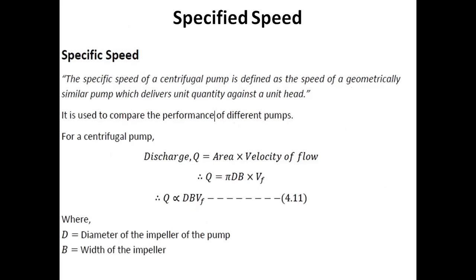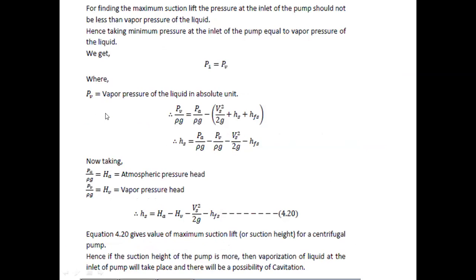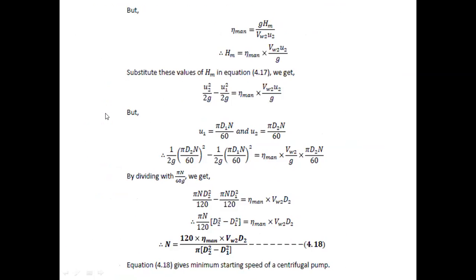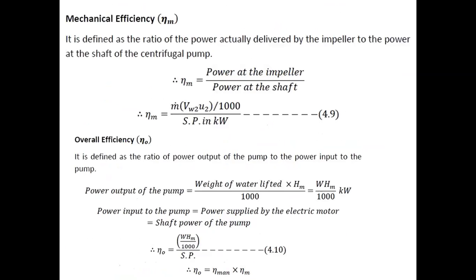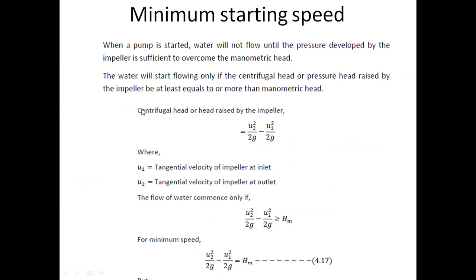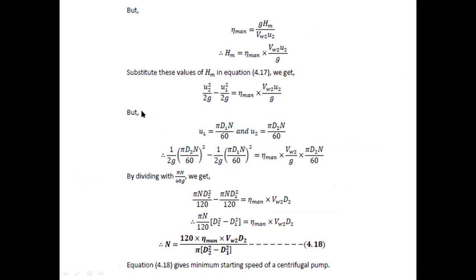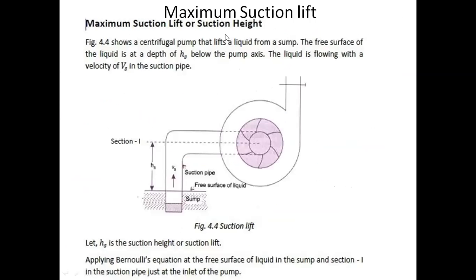So up to now, we have seen NPSH and all these parameters. We have seen efficiency, after that mechanical efficiency, after that overall efficiency, and after that the minimum starting speed required for the pump, we have found out this pump speed. Now the maximum suction lift, or suction height, we have to find out.